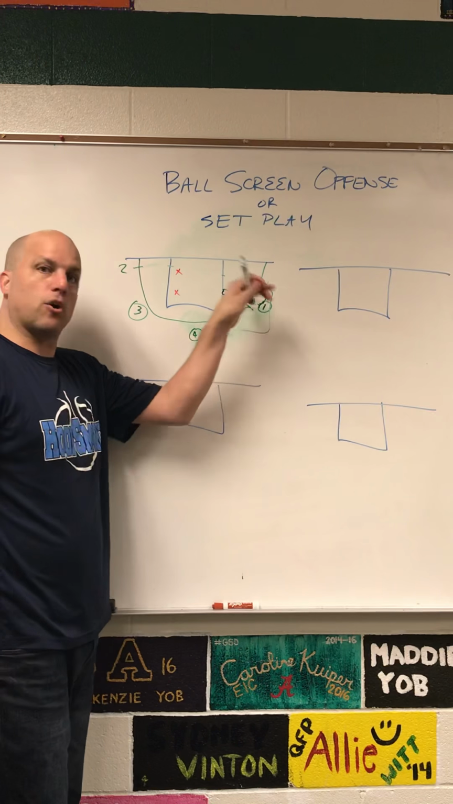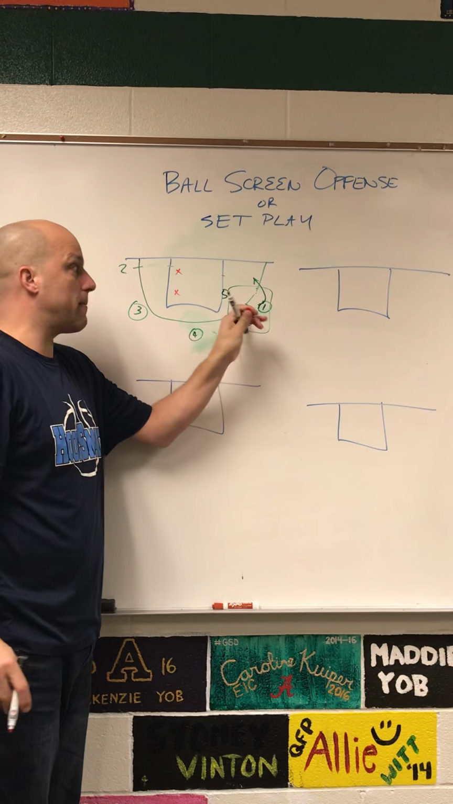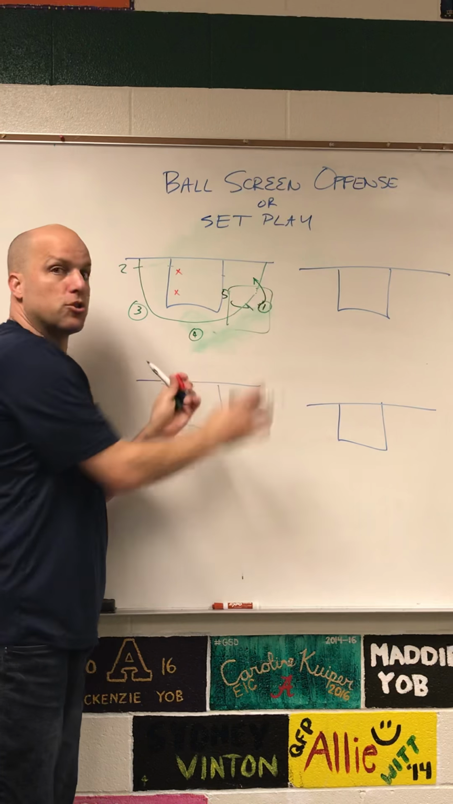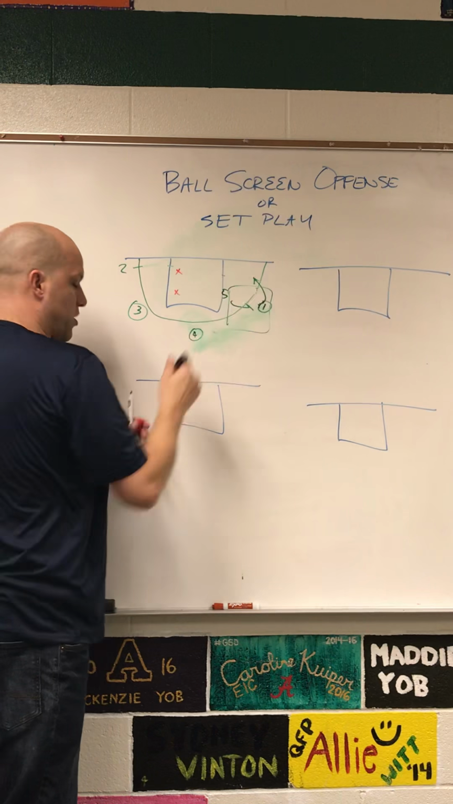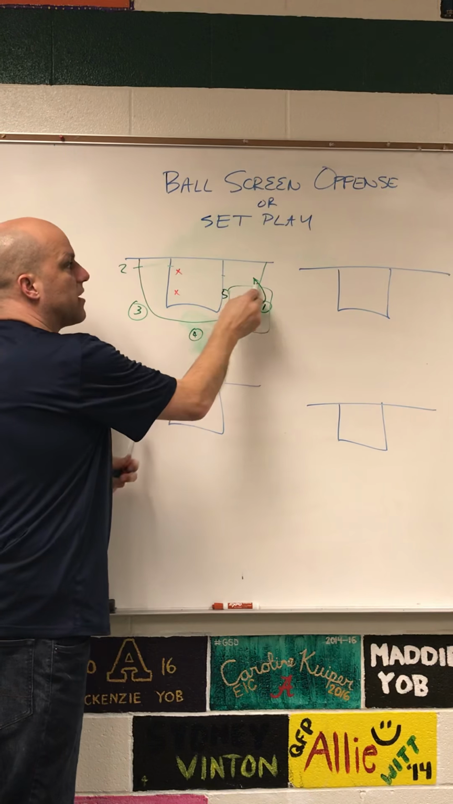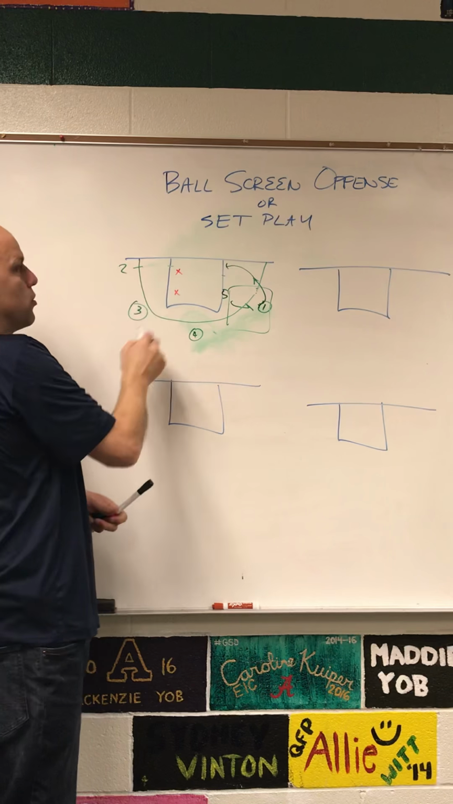I don't know how they're guarding it here, going under, or maybe they're going over and hedging, or maybe they're switching it. And there's a whole lot of options you can use off of that. But even a fake use here, if we attack the paint on a fake use, this stretches these helpers and you have shooters over here.